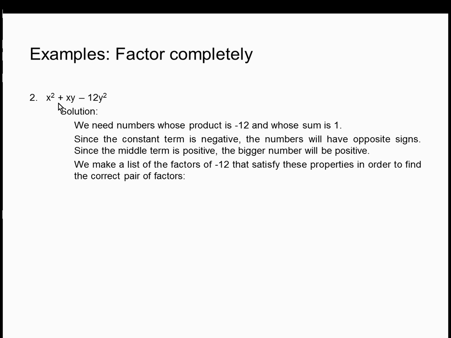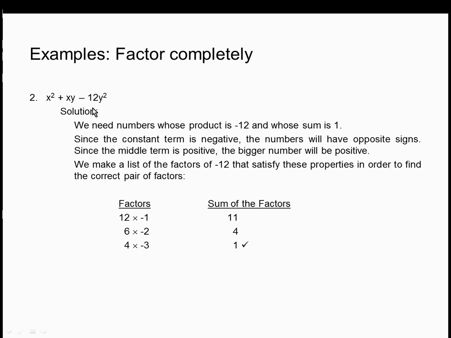So if you see the numbers, again, don't go through this, but if we make our little list, 12 can be 12 times negative 1, and the sum is 11. I can also divide 12 by 2, so I can have 6 times negative 2. The sum is 4. Okay, we're getting closer. I can also divide it by 3. So 4 times negative 3, when I add it up, I get 1. So I'm going to be using 4 and negative 3.